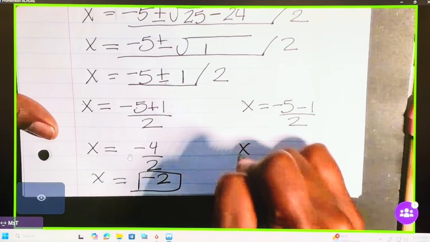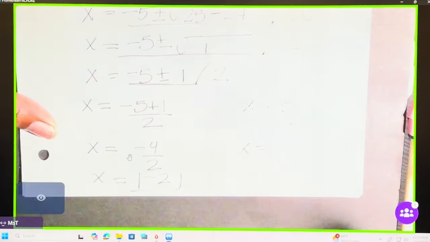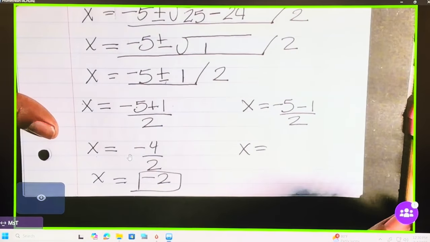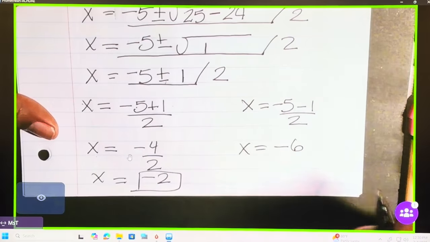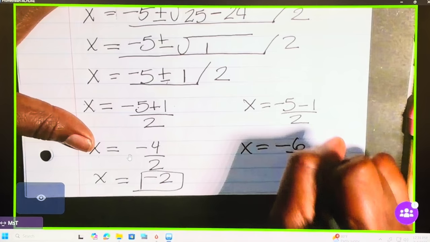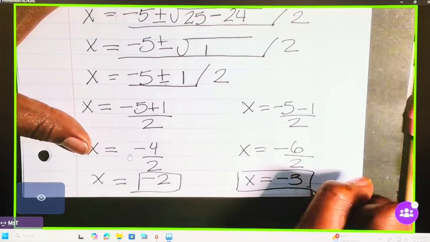X equals. You got 5 negatives, 1 more negative. Put negative 5 minus 1. What do we get? Come on, help me out. Y'all got calculators. Negative 5 minus 1 gonna give us what? So this is negative 6. If you got negative 4, it's because you put plus 1. It should be negative 5 minus 1. We get negative 6. Divide that by 2. What do we get? Did we not get the same solutions we got the first time?